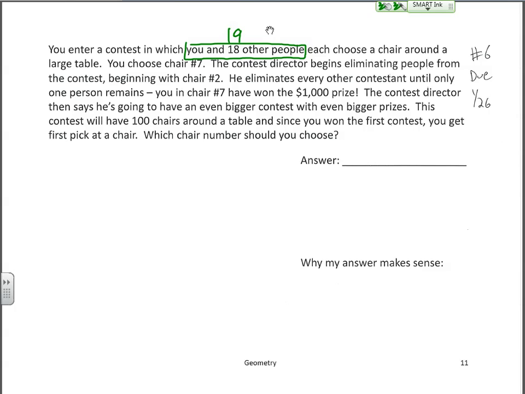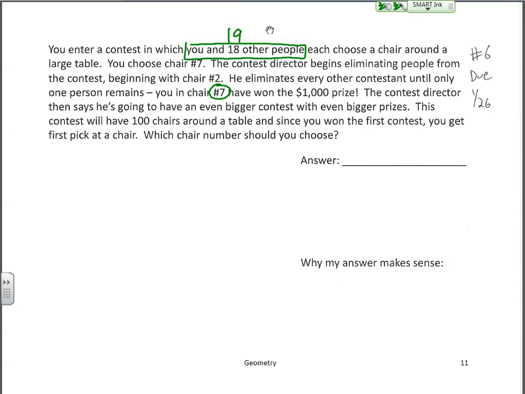So we have two things going on here, right? There's kind of an informatory part, and then you've got the question. It's informing you that with 19 people in this contest, starting with chair 2 and eliminating every other contestant until only one contestant is left, that is going to be the person in chair number 7.